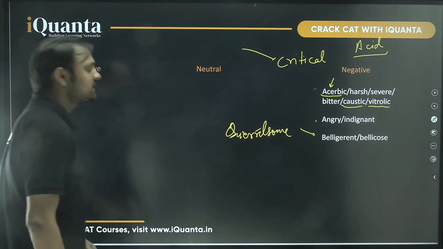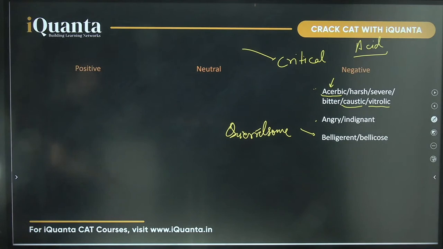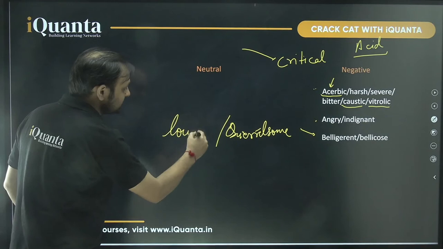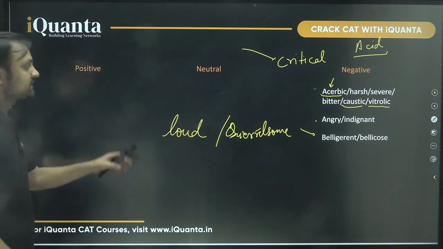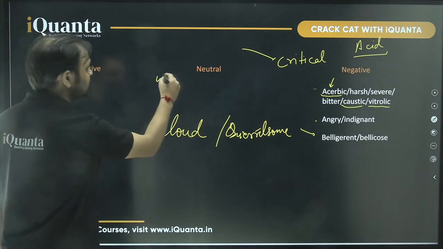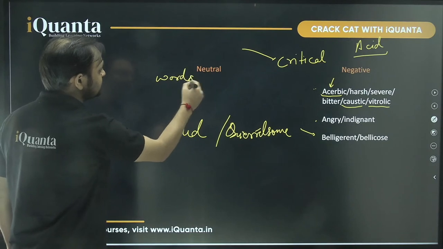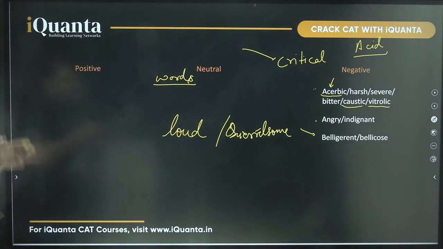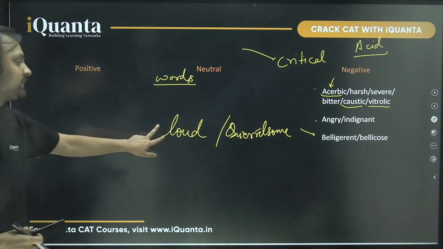They are very quarrelsome. They are ready to fight even with the air. These kind of people are called belligerent or bellicose. So you will notice that the voice of the author is actually being very loud. So you are reading words. You are reading words. You are not listening to these words. So when you listen to someone talking, when you hear them, you know that they are being loud.